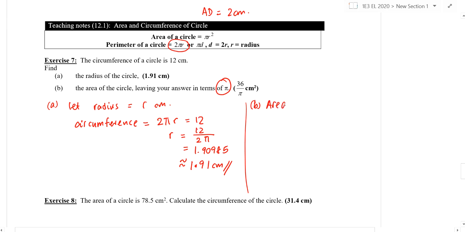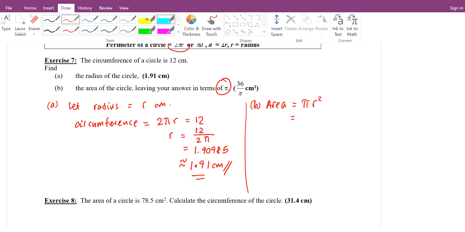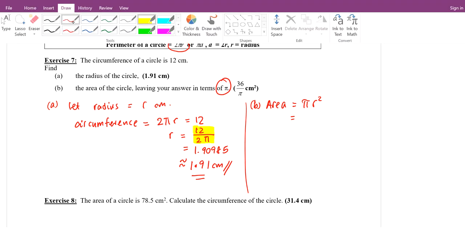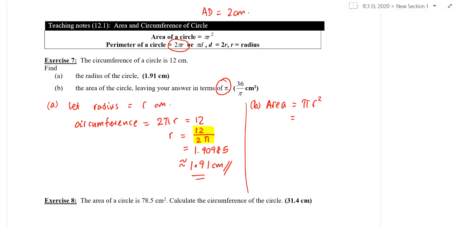Area is equal to pi r squared. We have found the value of r, 1.91, but then this is no longer in terms of pi. So we should use a value of r that includes pi. So that is shown over here. r equals 12 over 2 pi.